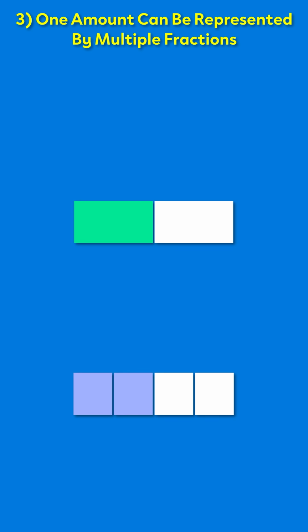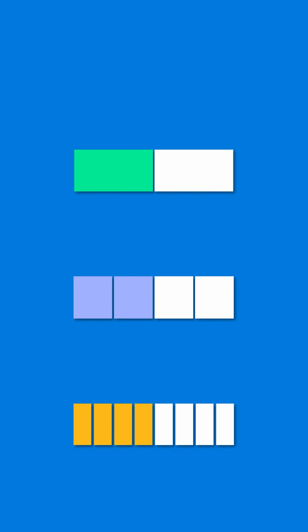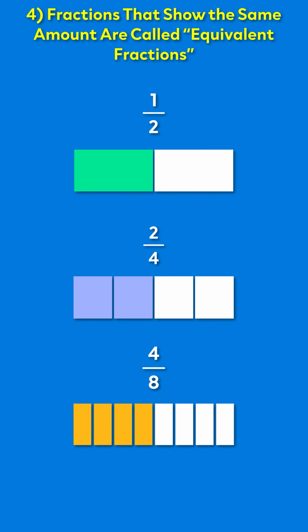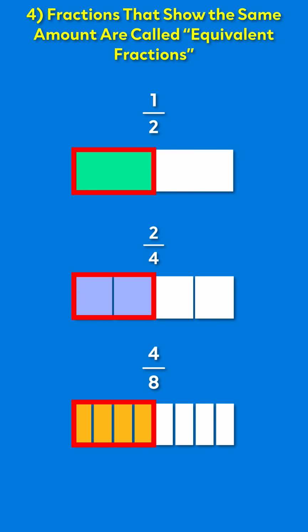And finally, when we have two fractions that are written differently that still represent the same amount, they are called equivalent fractions. You really want to emphasize this visually by showing that even though each whole is divided into a different number of equal pieces, they all have the same amount shaded.